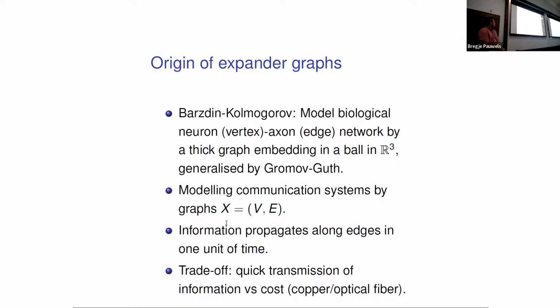And then one of the first uses of expander graphs was to model communication systems through graphs, where you assume that information will propagate along edges in a unit of time. And of course, there are two things at play here. If you want to have a network, you want your information to arrive reasonably quickly. So you want quick transmission, but you don't want your network to be too expensive. And in the 1960s, that meant you didn't want to have too much copper. Maybe these days, not too much optical fiber. So the question is how you're going to do that.